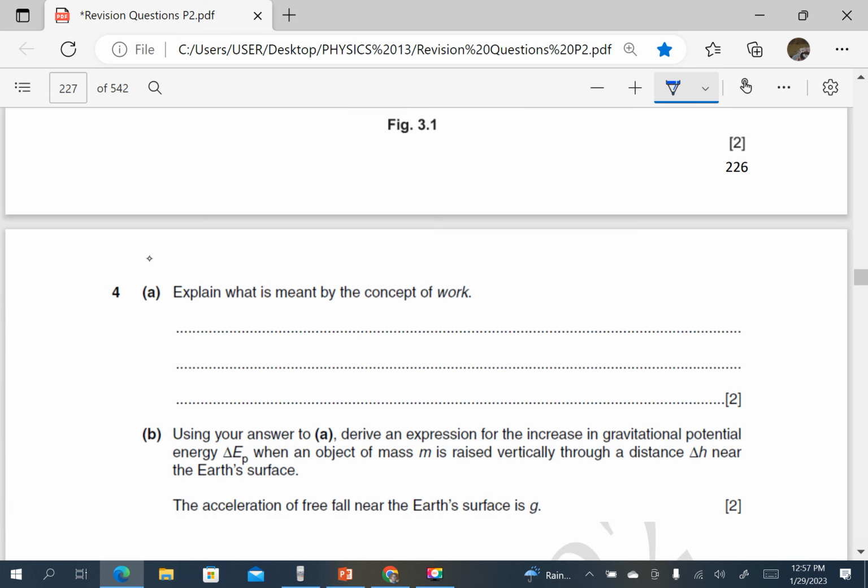Explain what is meant by the concept of work. We have already seen that work is force times displacement in the direction of the force. Force times displacement in the direction of the force.